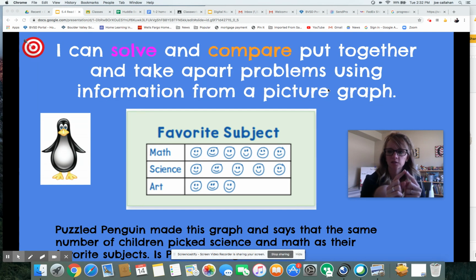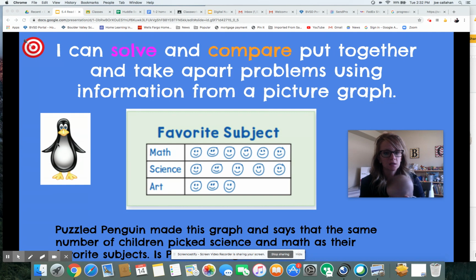Remember, compare is looking at things that are similar, and contrast is looking at things that are, that's right, different. I want you to look at this pictograph right here. Our buddy old pal Puzzled Penguin made that pictograph. And he says that the same number of children picked science and math as their favorite subject. So he surveyed a group of kids and he asked them, what's your favorite subject to learn about in school? Then he took his survey data. I hope you had a chance to do that like we talked about in our last lesson. And he took his data and he turned it into a pictograph.